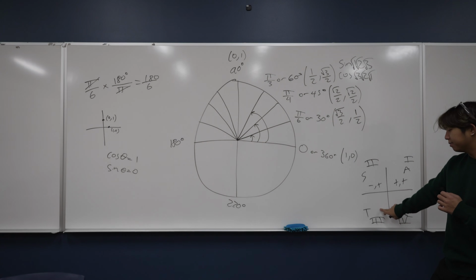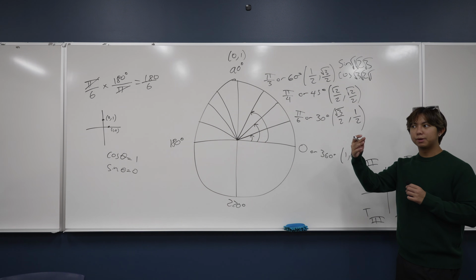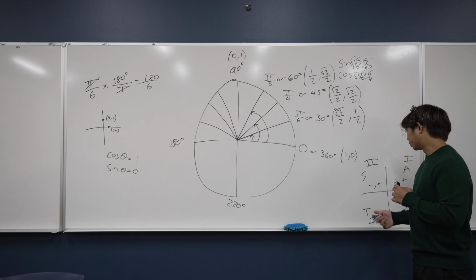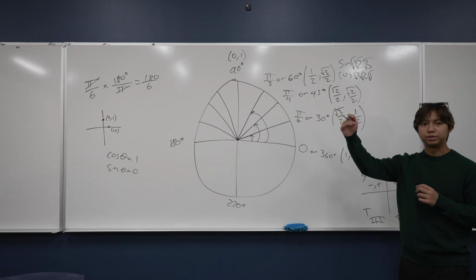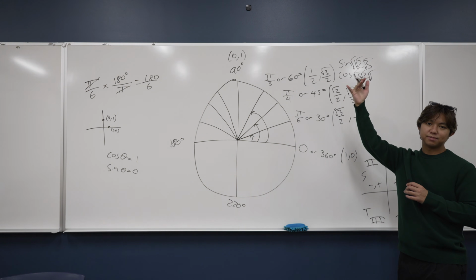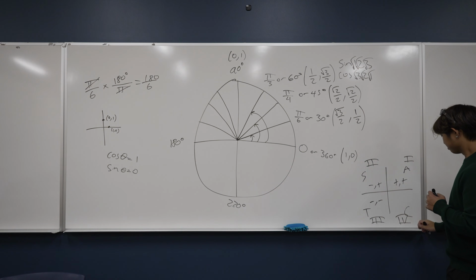In quadrant 3, the T stands for tan. Tan is pretty much sine over cosine, so just y over x. In order to get a positive value from dividing two things, the two things must be negative, because when we divide a negative by a negative, we get a positive. So this is a negative, negative.